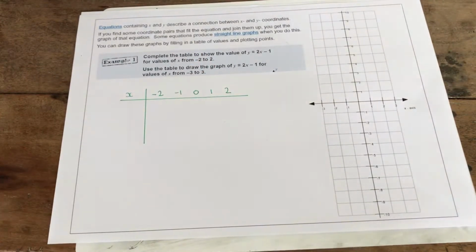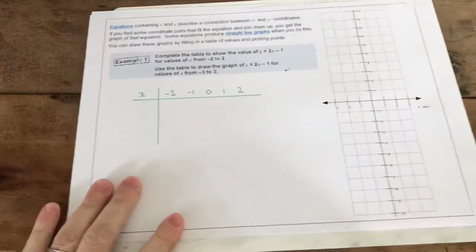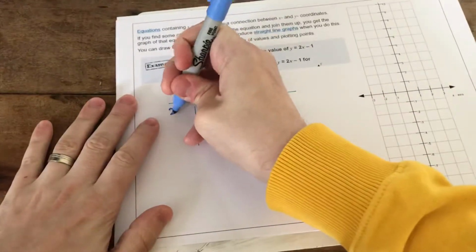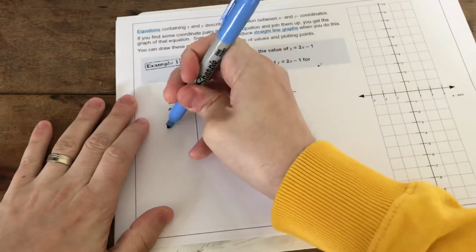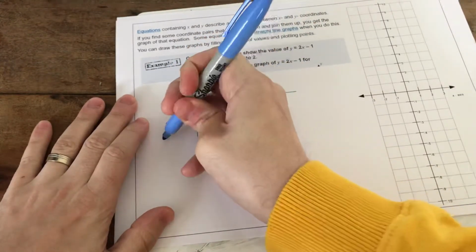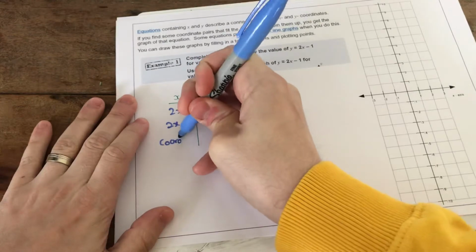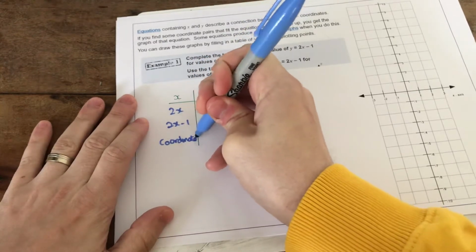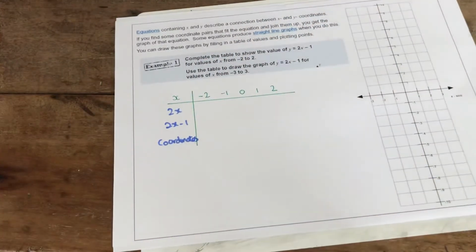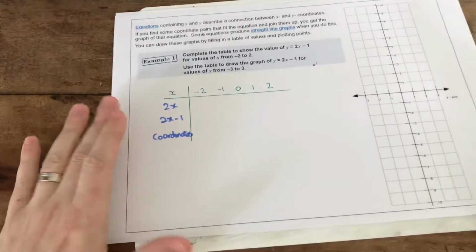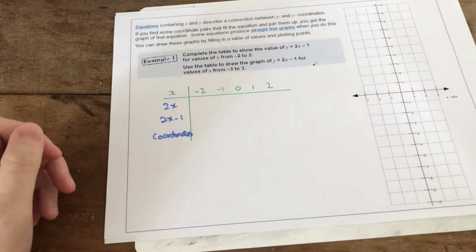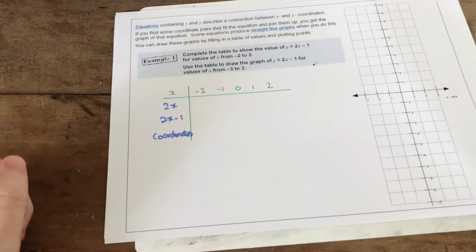Now your Knowledge Organiser has this set out in a specific way. It says 2x, 2x minus 1, and then it has your coordinates underneath. So I'm going to work through this the way the Knowledge Organiser has set it out. Then I'm going to do it how I would do it individually.